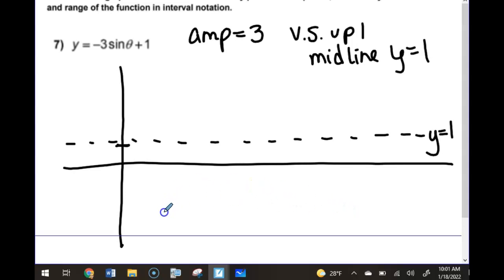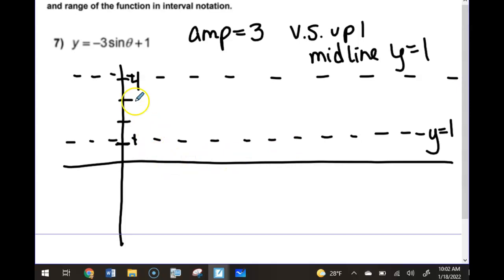But I have to go how far above and below that? So I'm going to go up to 2, 3 more above that line at 1 would be 4. And that's where all my maxes are going to be. And 3 below 1 would be 0, 1, -2, and that's where all my minimums are going to be.